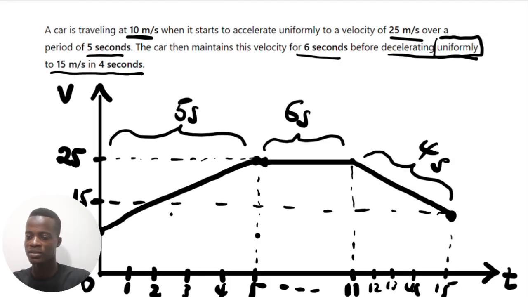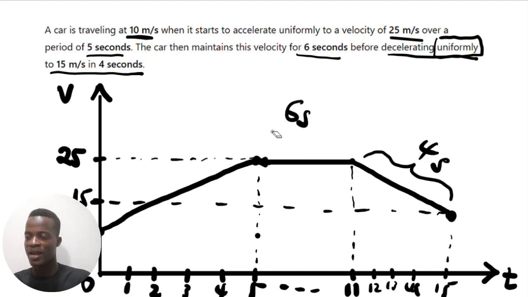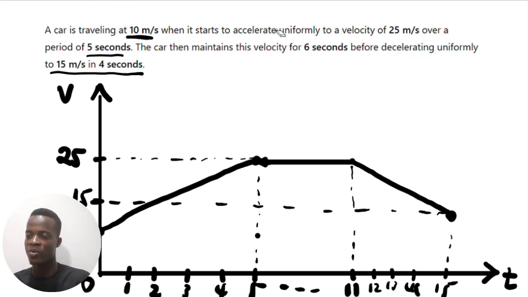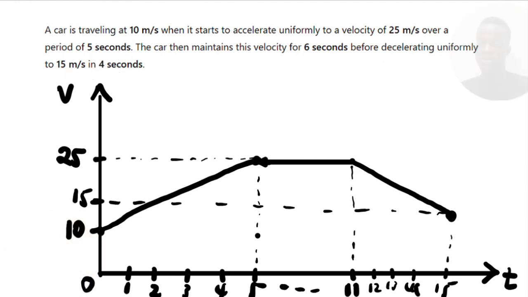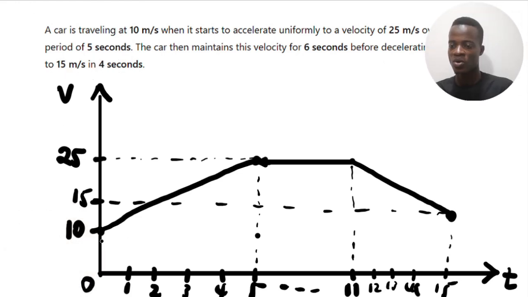There's another question. Let's calculate the acceleration and deceleration at the various points where they occur. What is the acceleration at this point? We know that for the horizontal part it's going to be 0, because the velocity is always constant on the horizontal component of the graph.